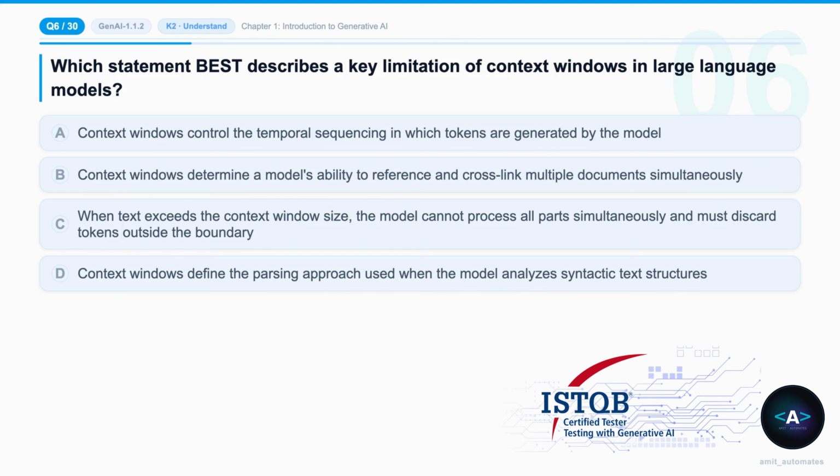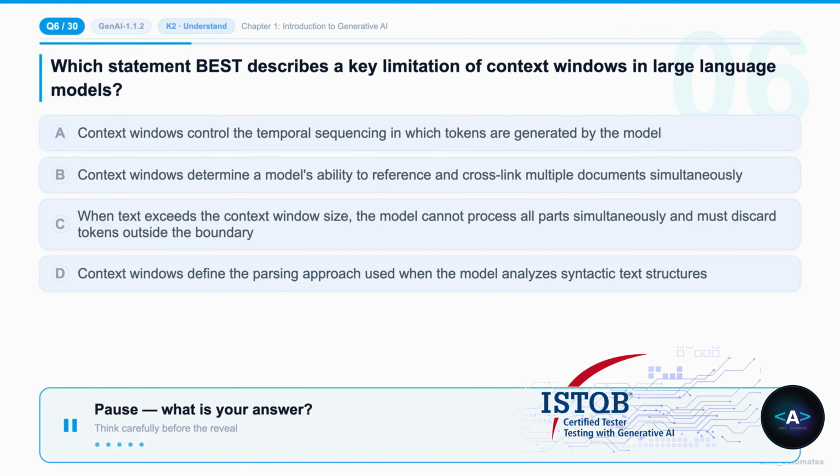C. When text exceeds the context window size, the model cannot process all parts simultaneously and must discard tokens outside the boundary. D. Context windows define the parsing approach used when the model analyzes syntactic text structures. Take a moment. What is your answer?